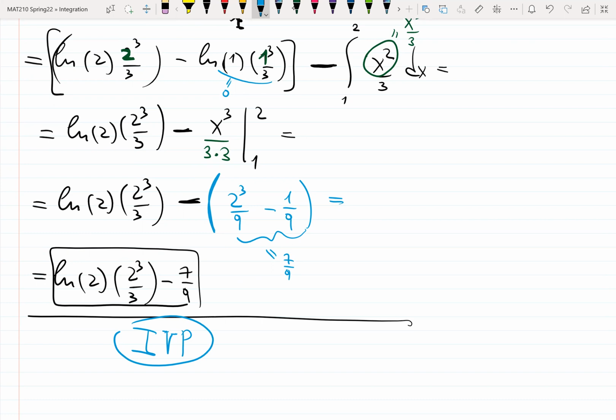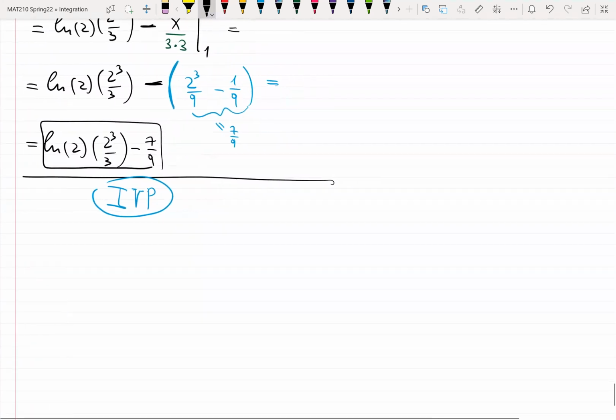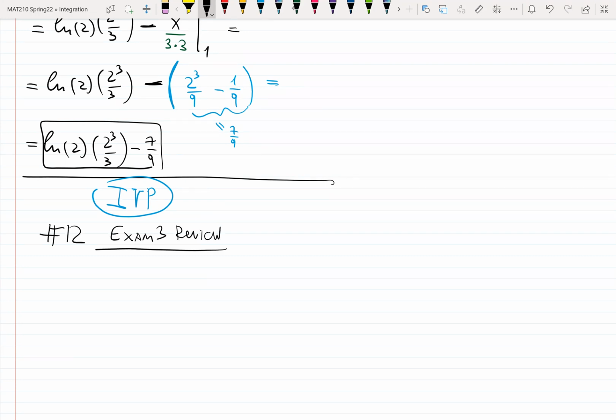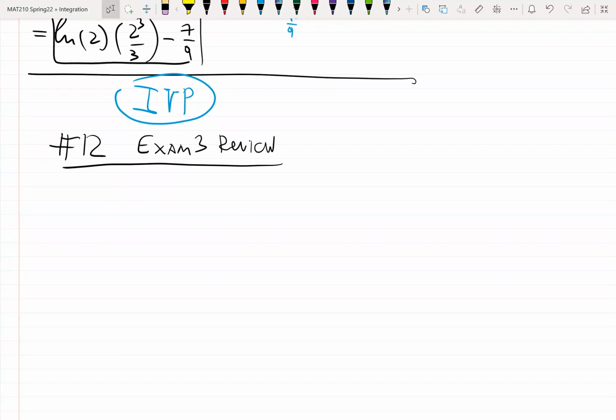Number 12. YouTube became available to the public in 2005, and the rate at which the videos have been uploaded since is approximated by the function, and so on. That is exam 3 review, or just check exam 3, to be honest, it's also good. And I also put it on the quiz. It was quiz 8, I think.